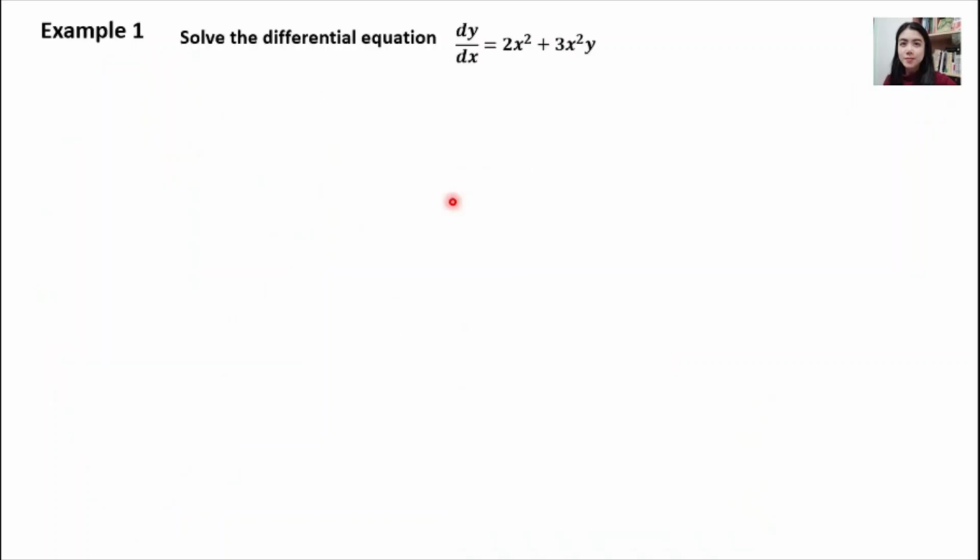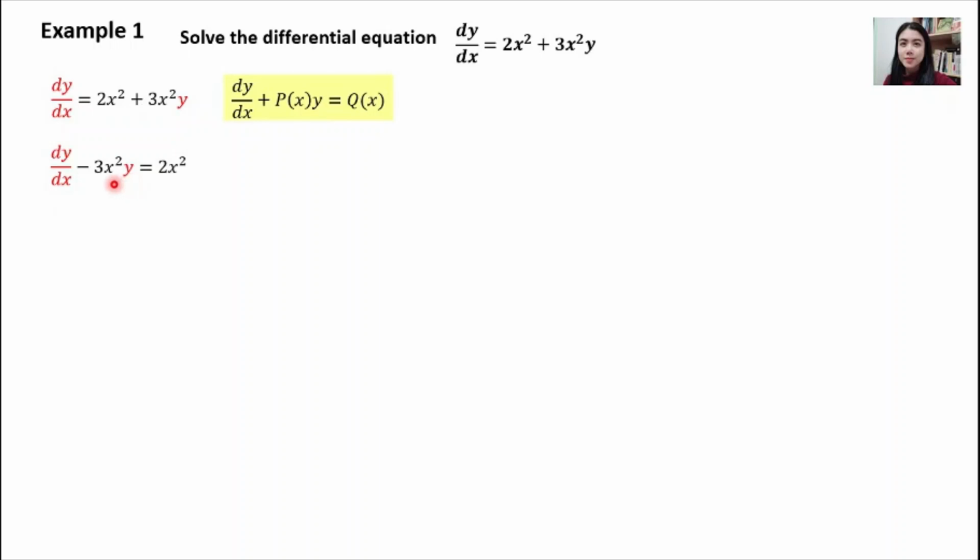Let's look at this example. In this example, you have dy/dx with one variable y. Let's compare with the general form of the linear equations. This is the general form. If you look at the left-hand side, you have dy/dx together with the variable y. So you have to rearrange these equations so that they look like the general form. Just move this one to the left-hand side, so you will have this.